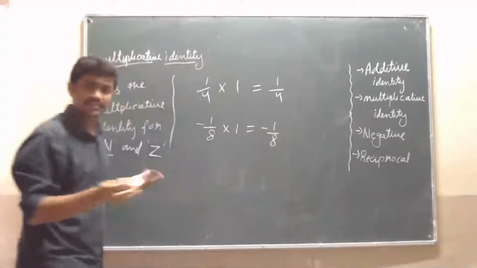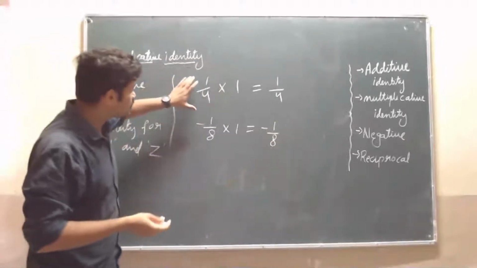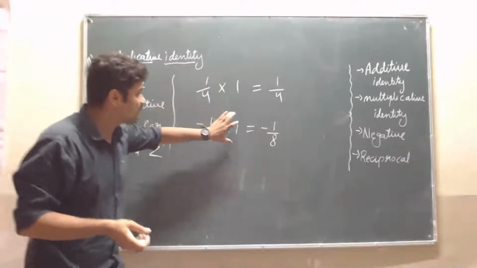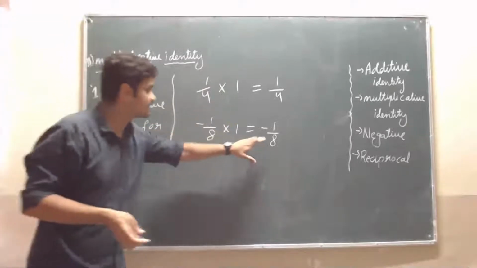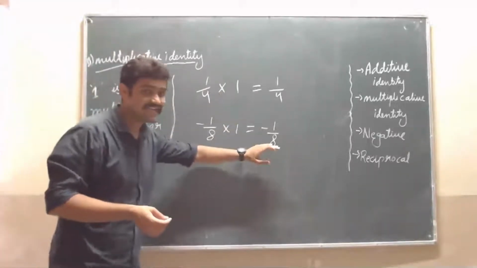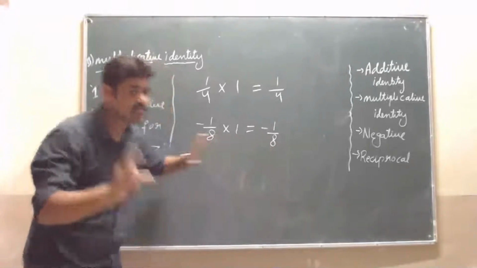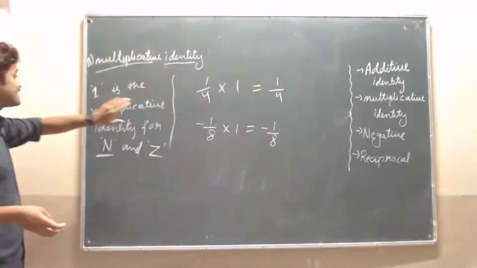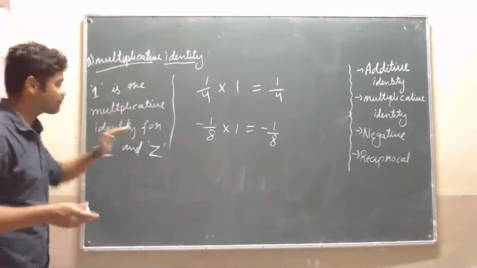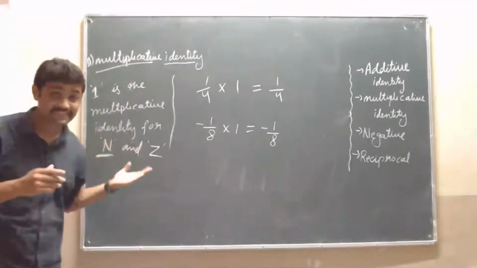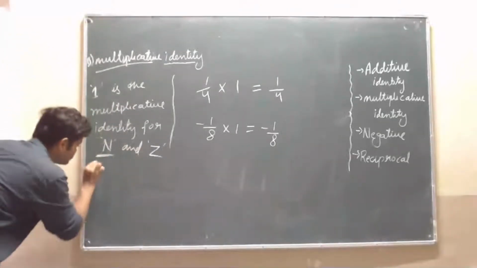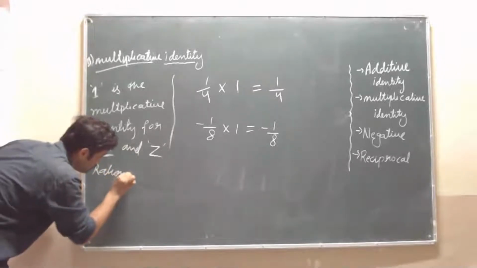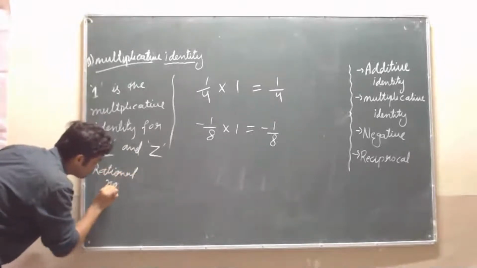Then check with another number, minus 1 by 8 into 1 is equal to minus 1 by 8. We know that rule: any number multiplied with 1, we will get the same answer. Then also we can say that 1 is the multiplicative identity for natural numbers as well as integers as well as rational numbers.